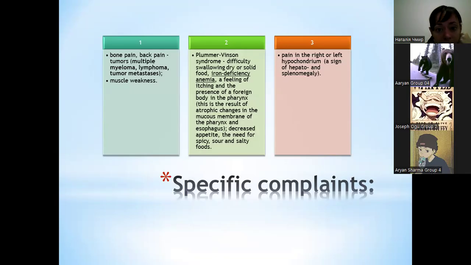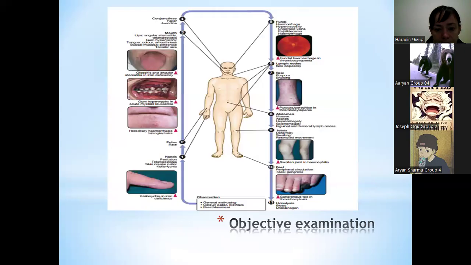Plummer-Vinson syndrome: difficulty swallowing dry or solid food in iron deficiency anemia, a feeling of itching and the presence of a foreign body in the pharynx. This is the result of atrophic changes in the mucous membrane of the pharynx and esophagus. Decreased appetite, the need for spicy, sour, and salty foods. Pain in the right or left hypochondrium and signs of hepato- and or splenomegaly.